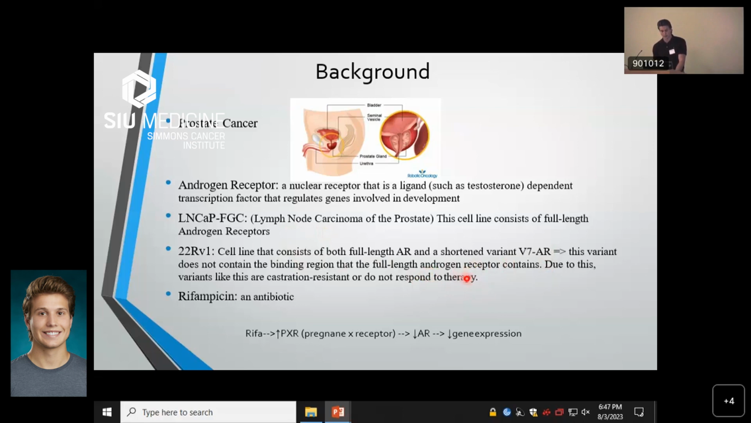because they don't respond to the therapies that target the binding site. So the treatment I was working with was rifampicin, and it's an antibiotic. The main outline of this would be rifampicin would activate PXR, which would then go on to decrease the activity of the androgen receptor, which would hopefully then decrease the downstream gene expression of the androgen receptor.